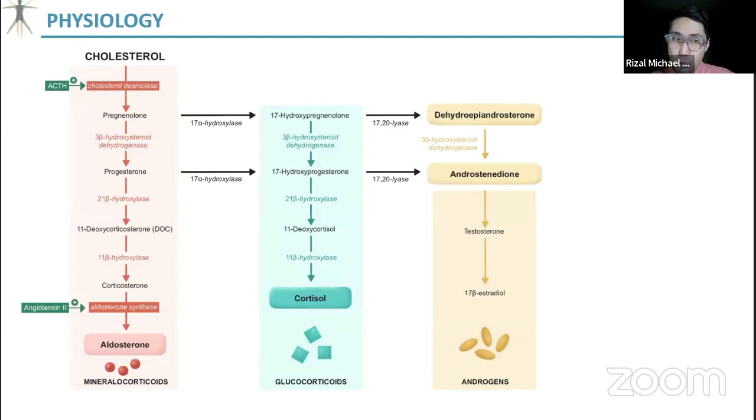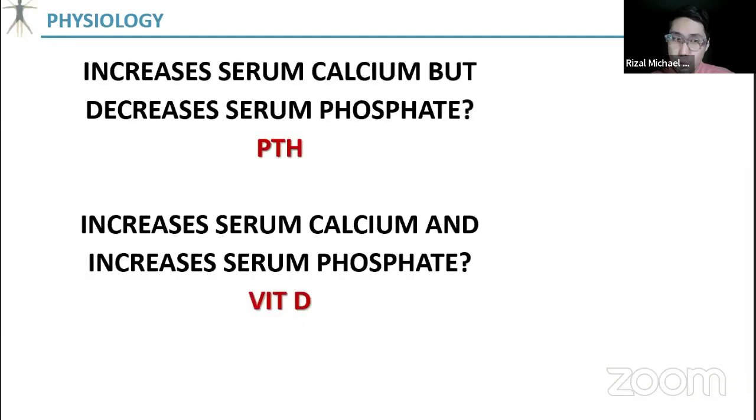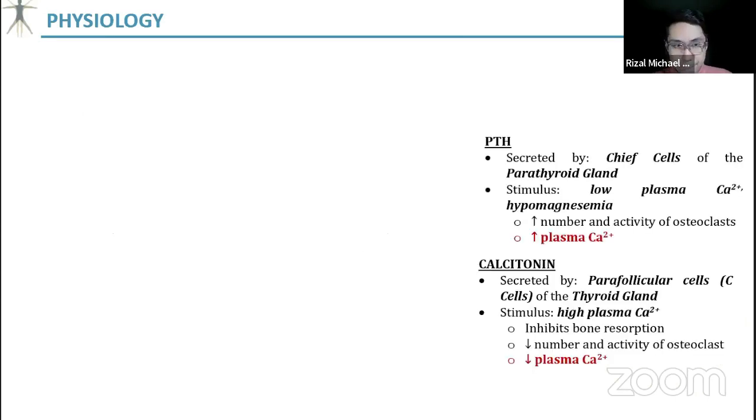Vitamin D increases both serum calcium and serum phosphate. Your PTH decreases phosphate. Kaya siya PTH, no? Phosphate trashing hormone.